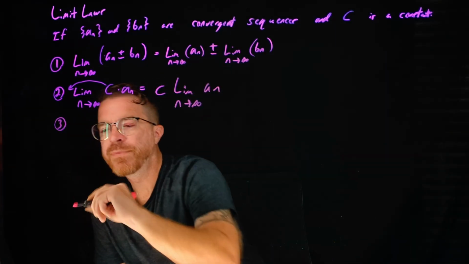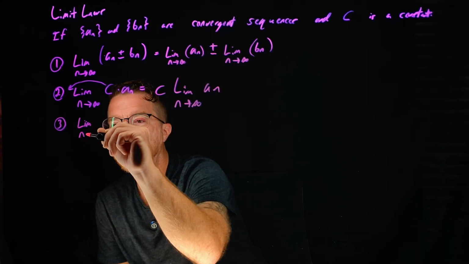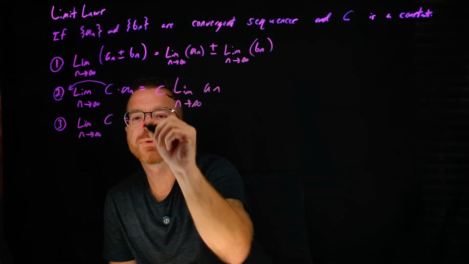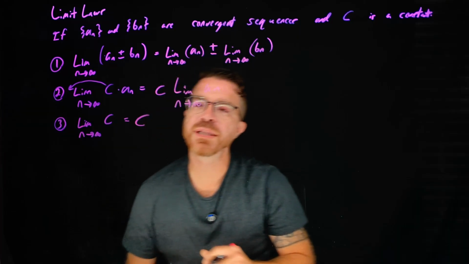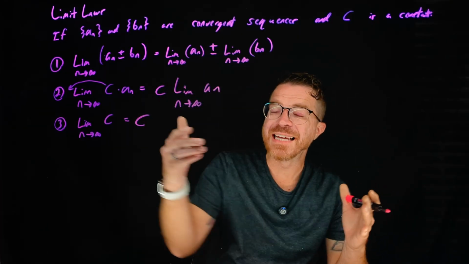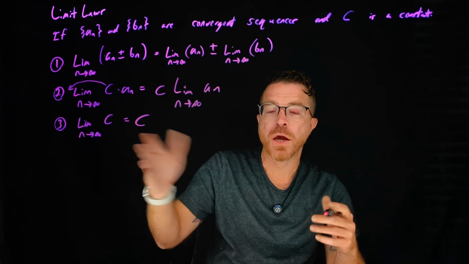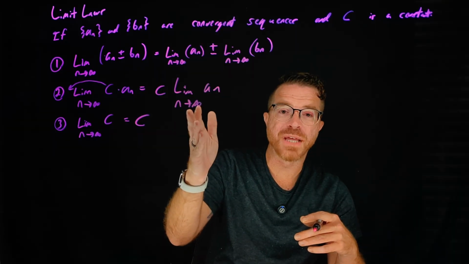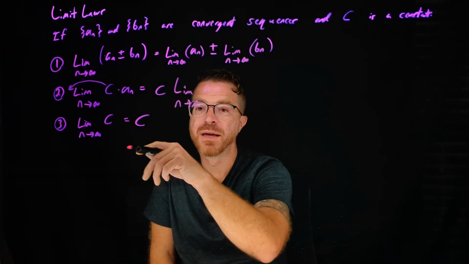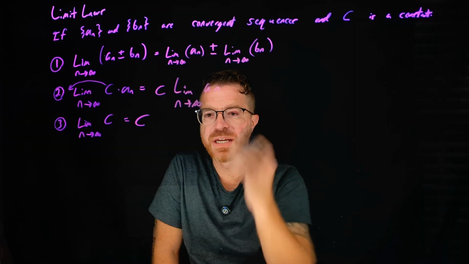Our third law is that the limit as n approaches infinity of a constant c is going to be equal to c, because if I have some constant value and I take the limit of it, it's not changing. So the limit as n approaches infinity will still be c. Or if you wanted to use a rule like this, you would pull your c out and then you're taking the limit of 1, which is just going to be 1. So 1 times c would give you c.